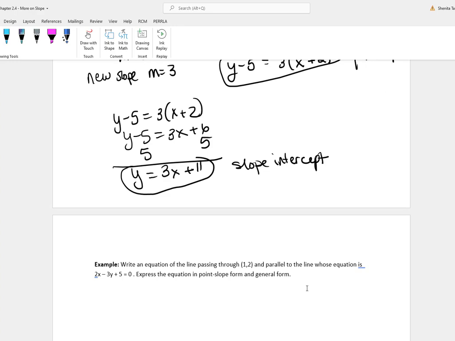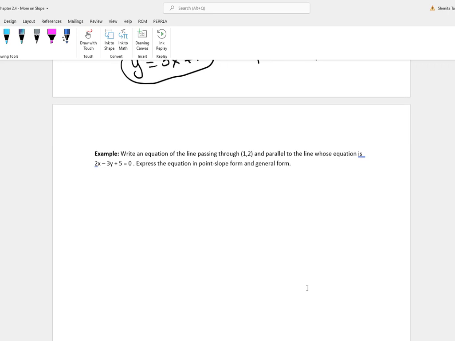Okay, in this next one, we're going to write an equation of a line passing through the point 1, 2, and parallel to the line whose equation is 2x minus 3y plus 5 equal to 0. We're going to write it in point slope form and general form. General form is this form: ax plus by plus c equal to 0.